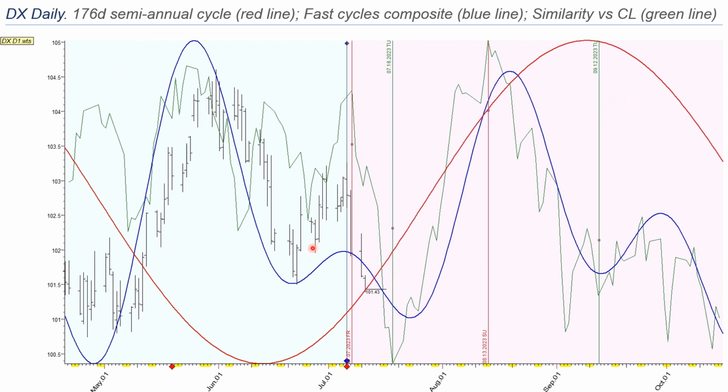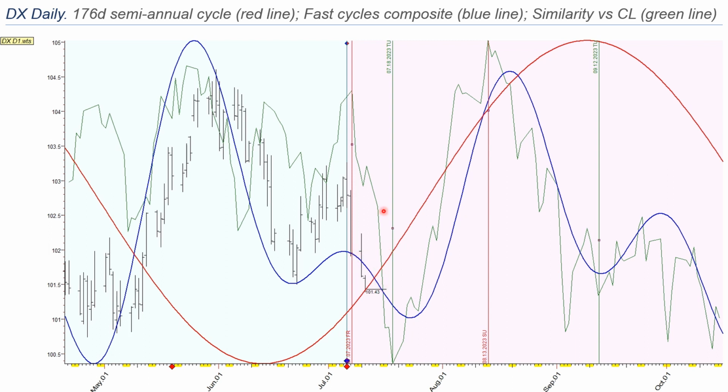Daily time frame. Here we have three projection lines. All are very effective and very important. The red projection line is the semi-annual cycle. This cycle is very important, very stable, and as you can see, it suggests a bullish phase till even the middle or beginning of September. The second line is the bold blue line. This is the composite line of fast cycles. And you have already become familiar with this thin green line. This is similarity, wise crude oil.